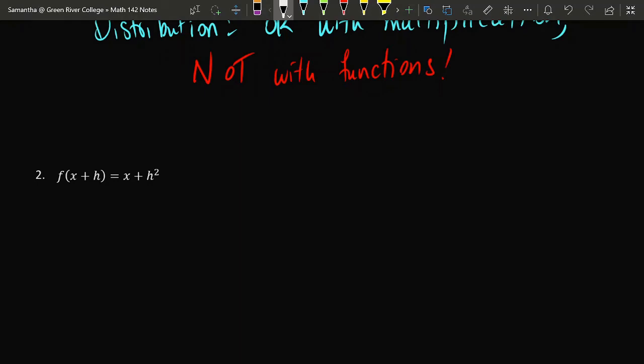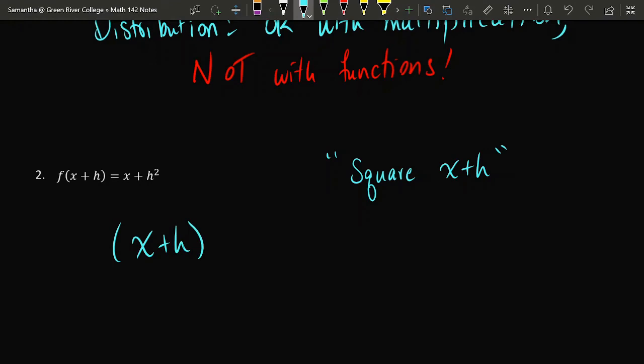The issue here is that if we want to write down something that is mathematically equivalent to squaring the entire quantity x plus h, we need to make sure that the entire quantity x plus h is grouped together and that the square is being applied to that entire group. Now, without parentheses, without grouping, the square only applies to the symbol which is directly underneath it. So in this case, this would only square the h.